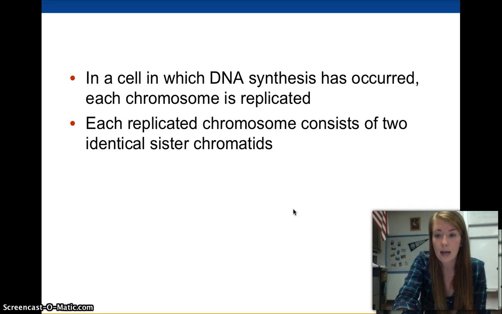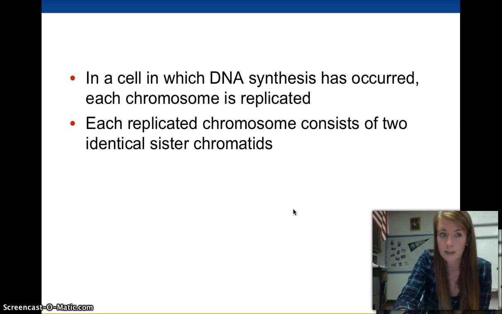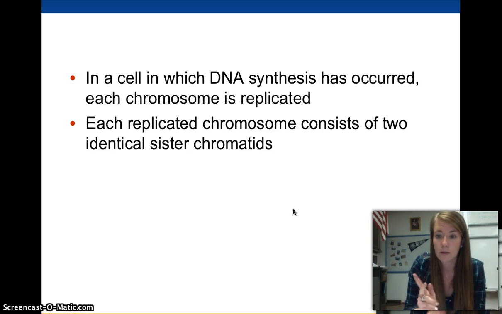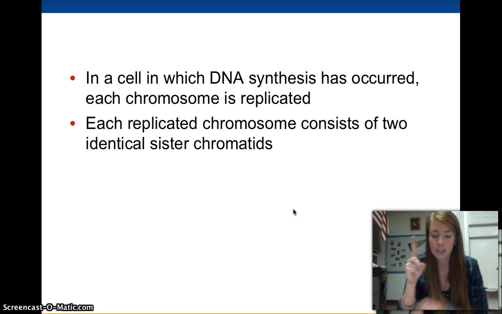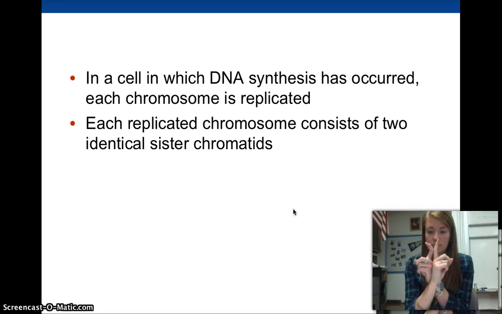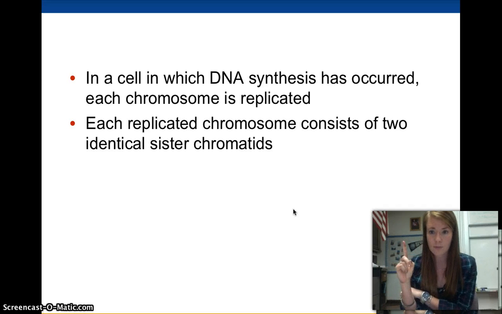In a cell that has gone through S phase, so we've done DNA synthesis, we're past S phase, each chromosome is replicated. So now you have double the genetic material, but you still have 46 chromosomes. Because rather than being 1 sister chromatid, now you are 2 sister chromatids. So this is 1 chromosome after replication, this is 1 chromosome before replication. So you don't double your number of chromosomes, you just double your amount of genetic material.